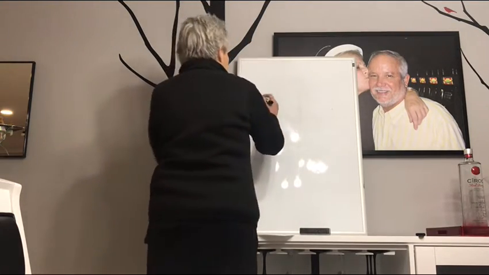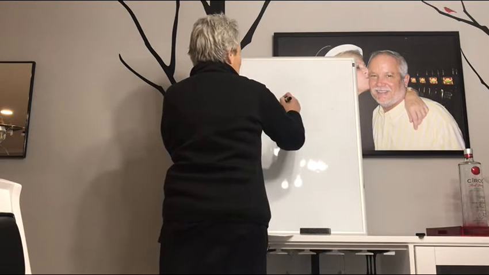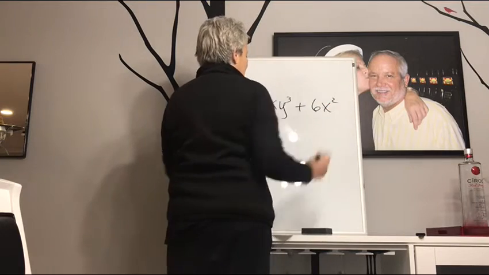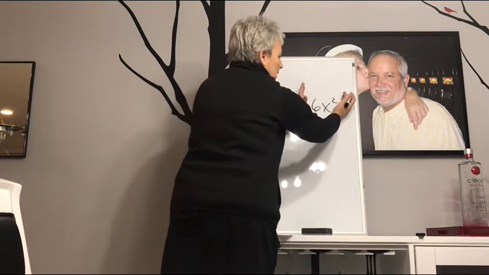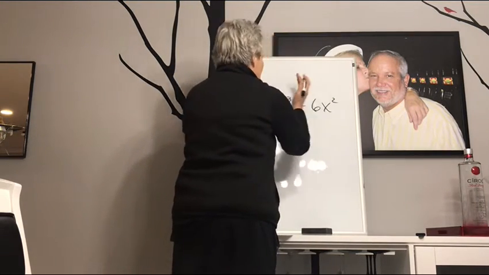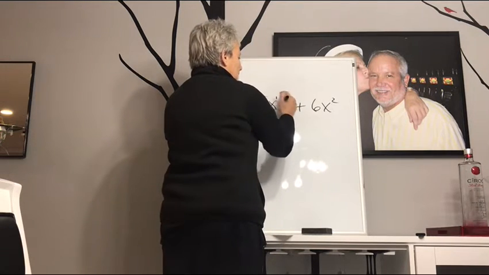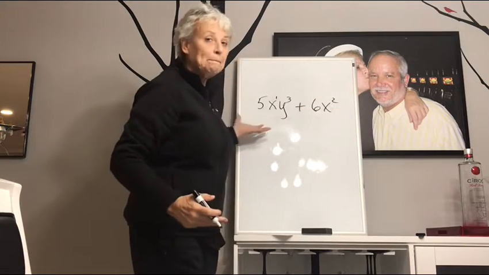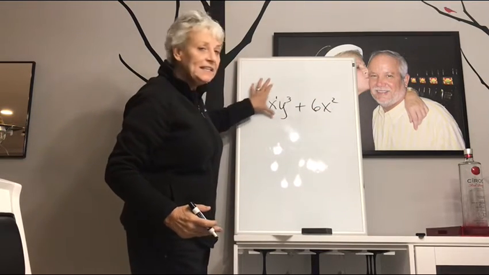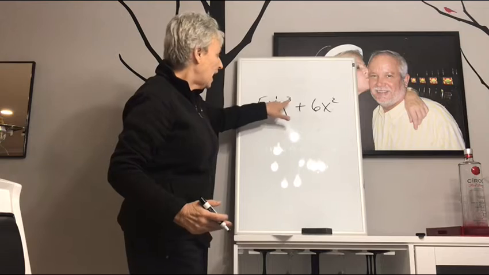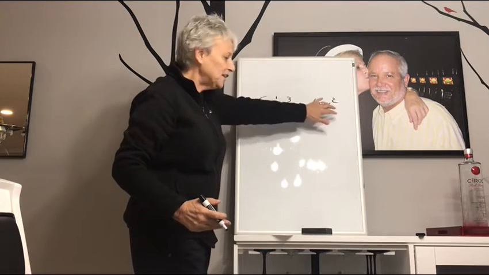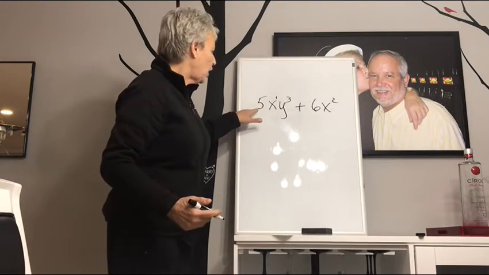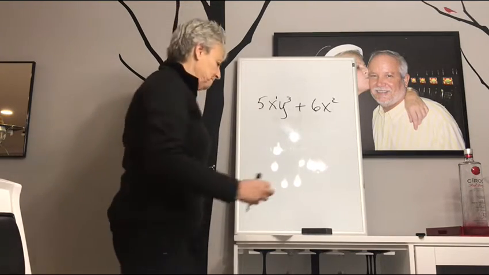For example, 5xy cubed plus 6x squared. Okay, here's a monomial that has a degree of 2. Here's a monomial that has a degree of 4. 4 is bigger than 2, so this binomial is written in the correct order, highest degree first, 4 and then 2, and the leading coefficient is the coefficient of the first one.